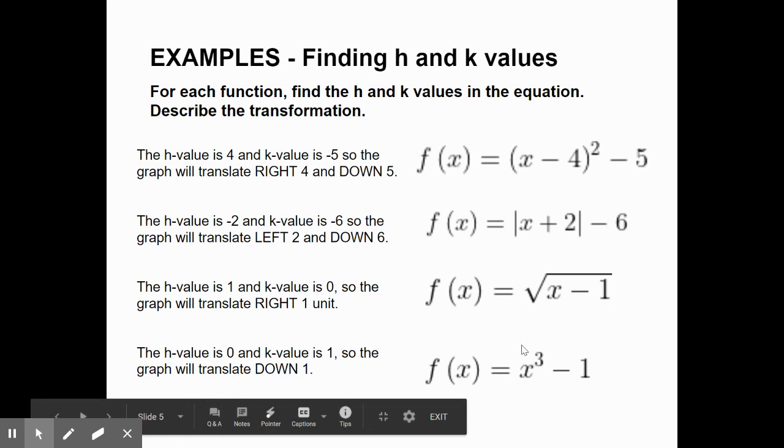This last function, there is no H. See that? There's no number being added or subtracted to the x. It's just x by itself. So that means H is 0. K is negative 1. That means this graph will translate down 1 unit.